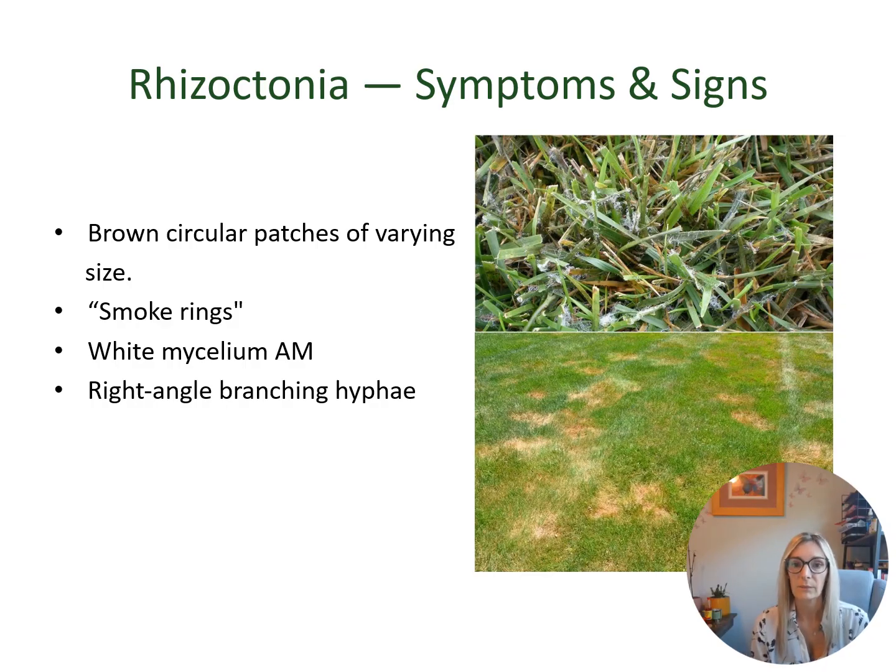Microscopically, hyphae can be identified by their characteristic right-angled branching with a septum located near the point of origin. These features help distinguish Rhizoctonia from other turf grass pathogens.